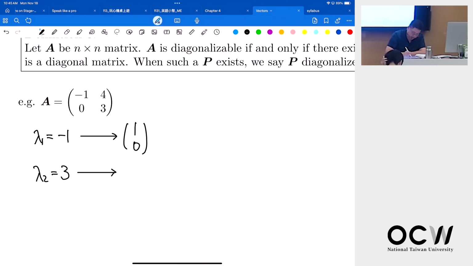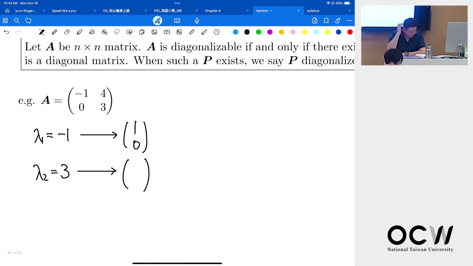And when the eigenvalue is 3, what is your eigenvector? Let's try this, right? Try to find this eigenvector. Yes, 1 and 1. So you get 1 and 1.